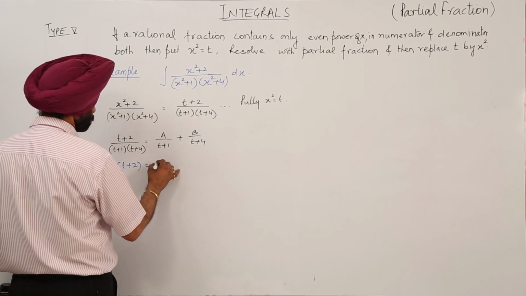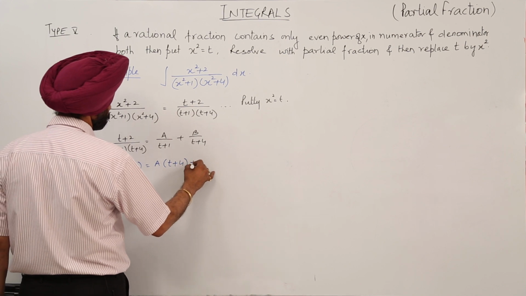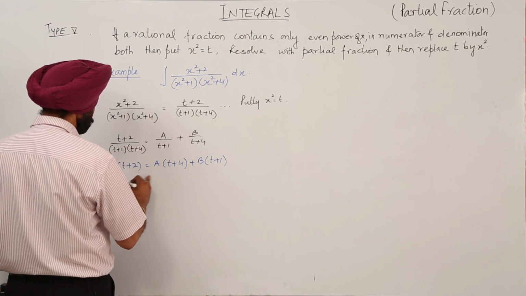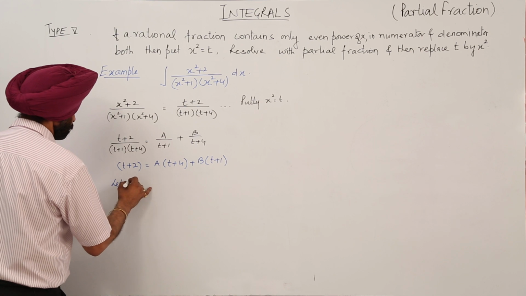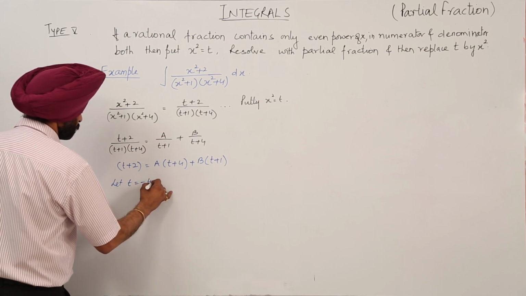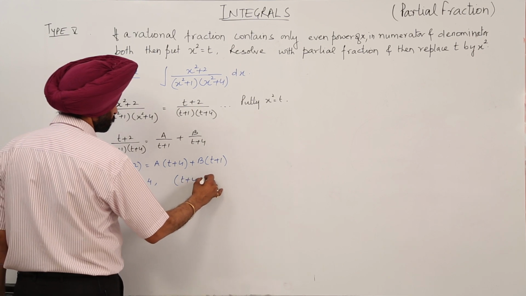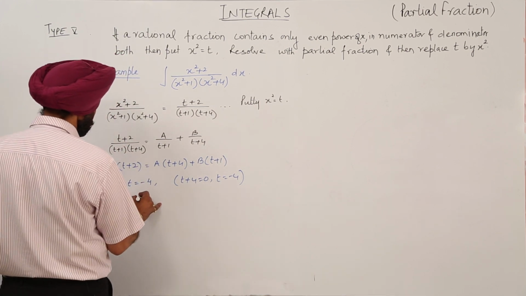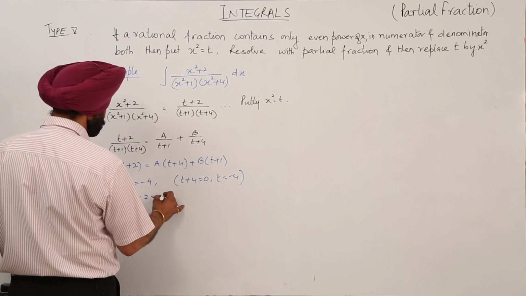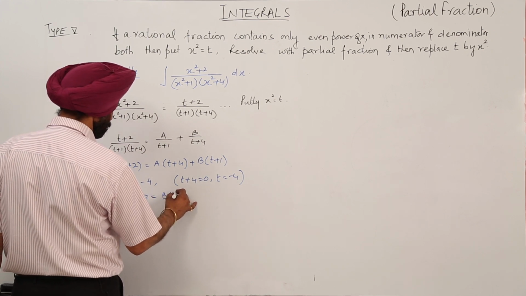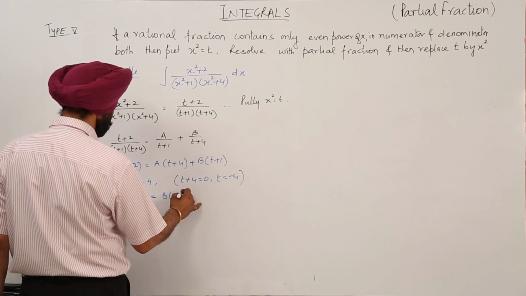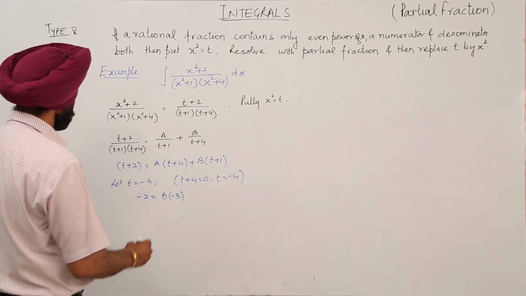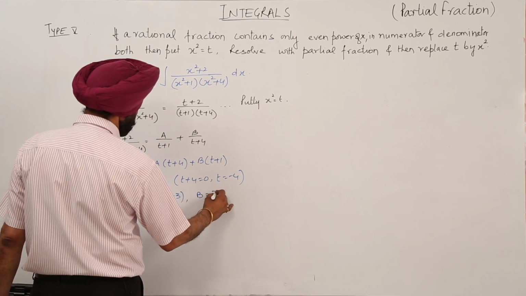t plus 2 is equal to a(t plus 4) plus b(t plus 1). Now let t is equal to minus 4, as t plus 4 is equal to 0. Then what are we getting? Minus 2 is equal to b with minus 3. Now what is b? b is equal to 2 by 3.